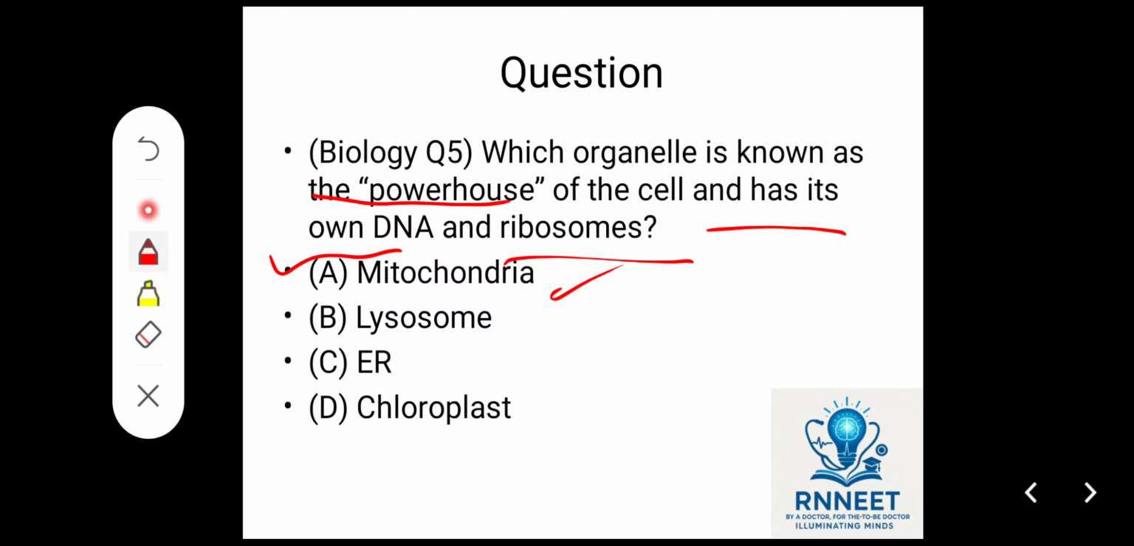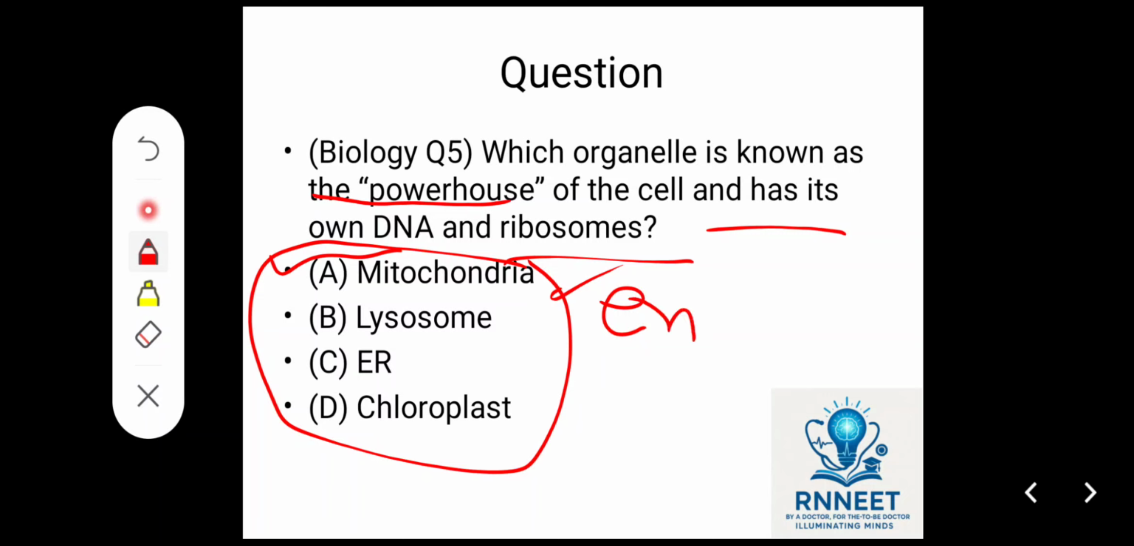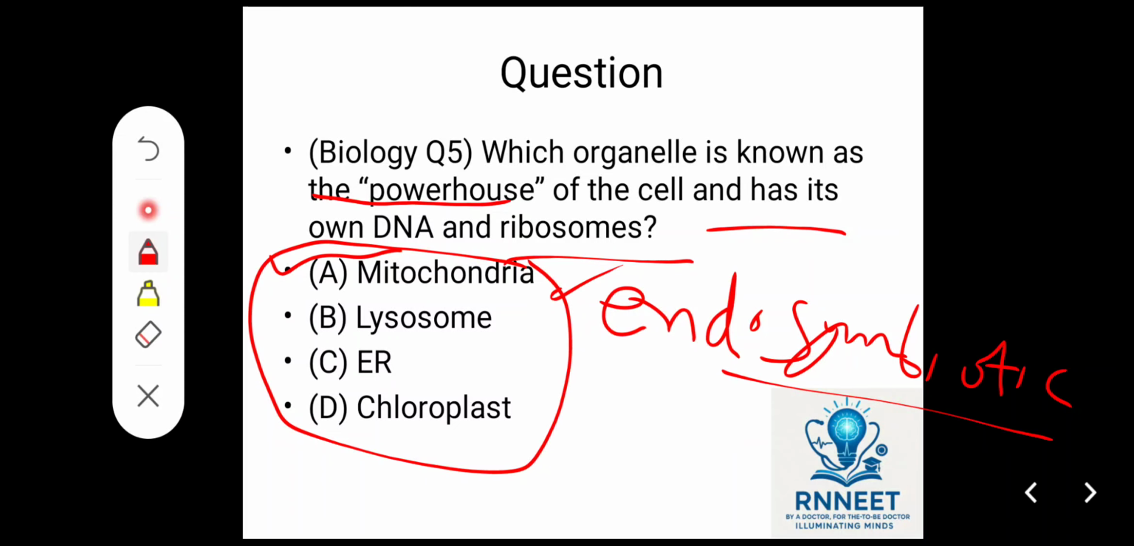Which of these organelles among the same organelle is known as endosymbiotic? Endosymbiotic. Okay, endosymbiotic. Which of these organelles is endosymbiotic? Okay, tell me. Mitochondria, lysosome, endoplasmic reticulum, or chloroplast? What do you think is the answer? Put it in the chat box. Which of them is endosymbiotic? This is not the previous question. This is another question which I'm asking. Please let me know which is endosymbiotic.